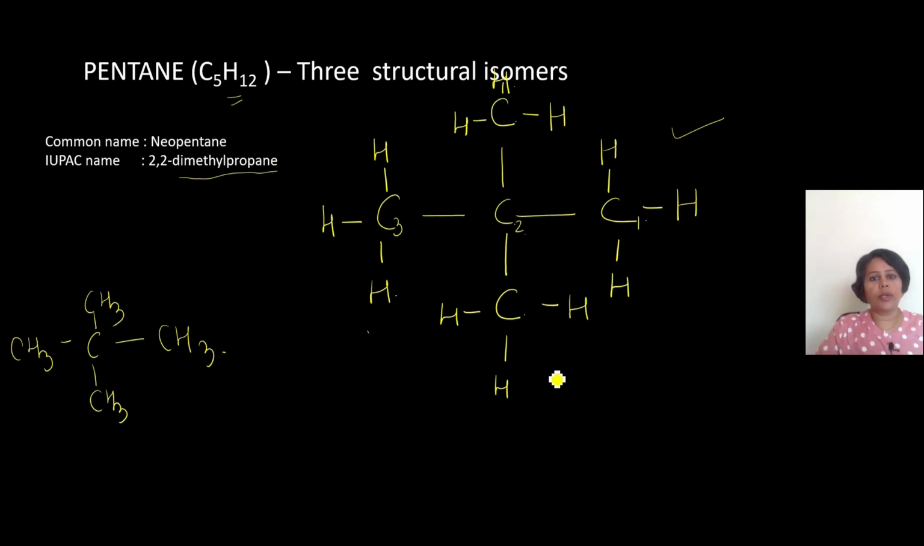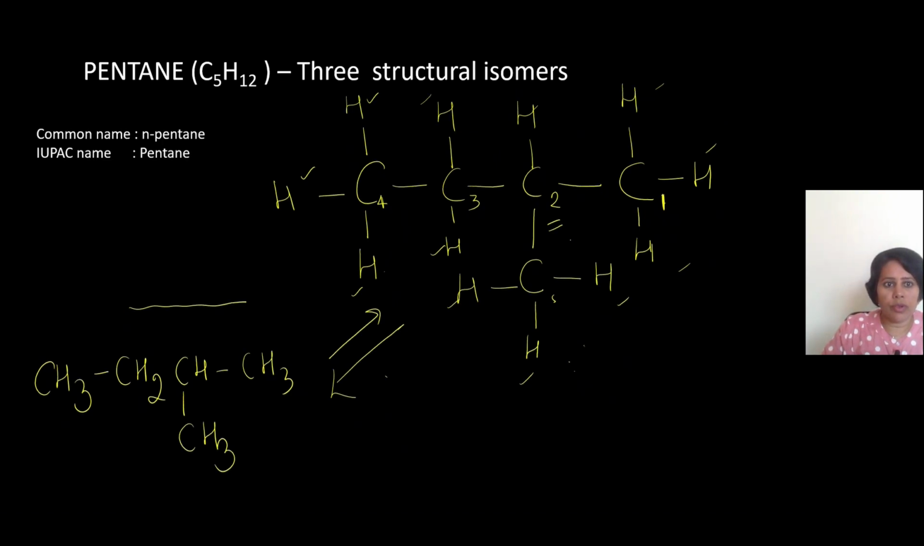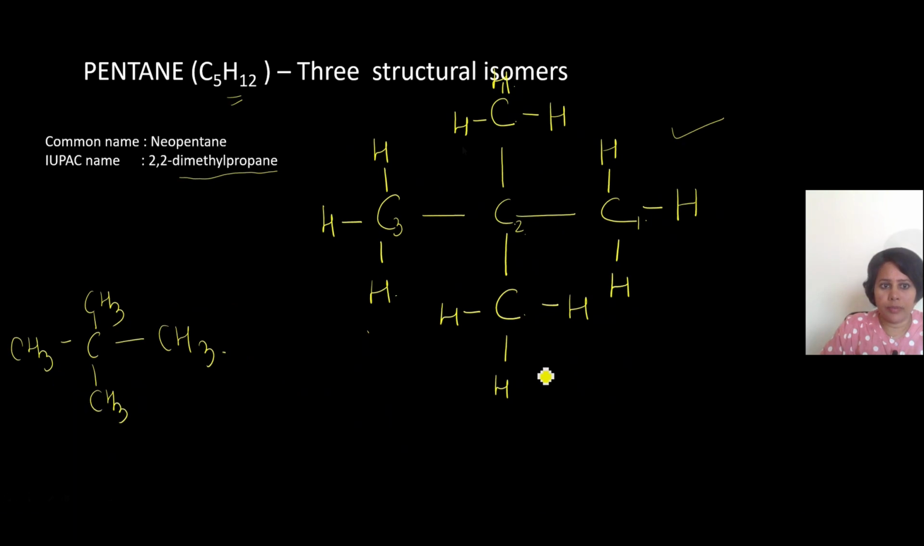So how many total isomers of pentane have we seen? We have seen the 3 isomers of pentane. One was normal pentane, another was isopentane, and another one was neopentane.